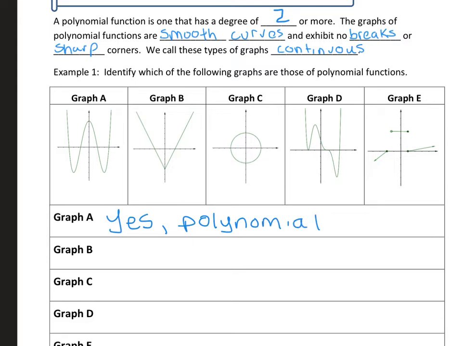Graph B has a sharp, well, it has a break almost. Well, not really a break, but a sharp corner, let's call it, here. And we've talked about and studied these in the past. So this is not a polynomial function. We know this as an absolute value function.